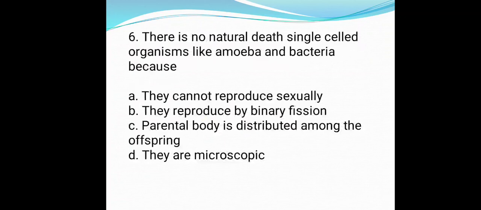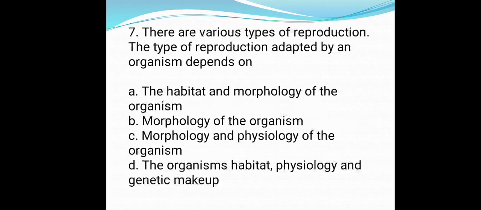The parental body divides and is distributed among the offspring, so there is no natural death in organisms like amoeba and bacteria. They can show binary or multiple fission, but the parental body is distributed among the offspring, so there is no natural death in single-celled organisms like bacteria and amoeba. So the answer is option C. Let us move on to the next question.